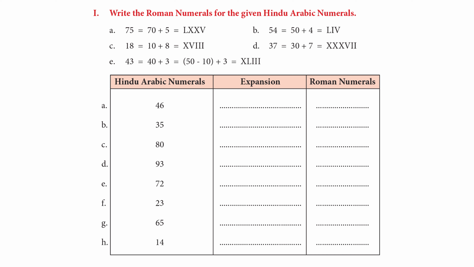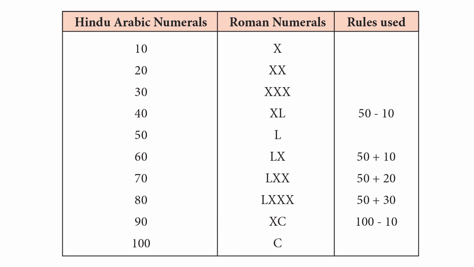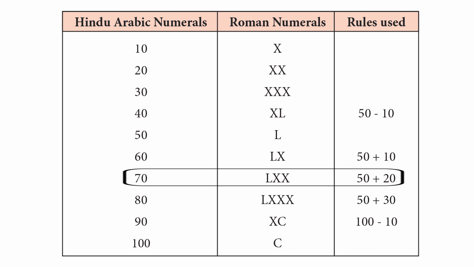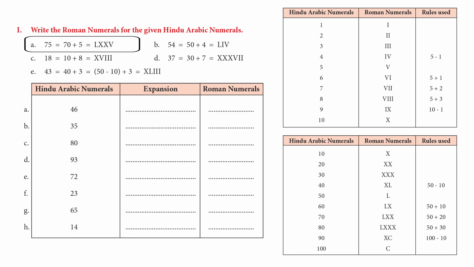Write the Roman numerals for the given Hindu Arabic numerals. Here, as I mentioned, the expanded form is very important for writing the answer in Roman numerals as well. 70 plus 5. Let's go back to the table and see what it is for 70. LXX, that means 50 plus 10 plus 10. Keeping that in mind, we write 50 plus 10 plus 10, that is LXX, plus 5, which makes 75. Look at the rest of it. Those are the examples I mentioned here.